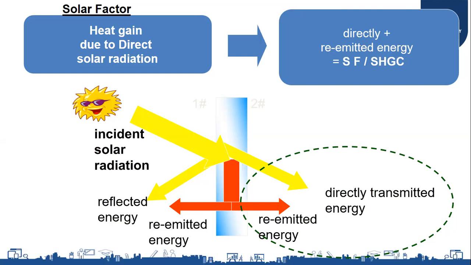If I say that the 6 mm clear glass has a solar factor of 0.82. And when I go for a coated glass, its solar factor can be as low as even 0.19, which means almost 81% of the heat gain is reduced by this coated glass. This is just an example I am saying. So this is solar factor.